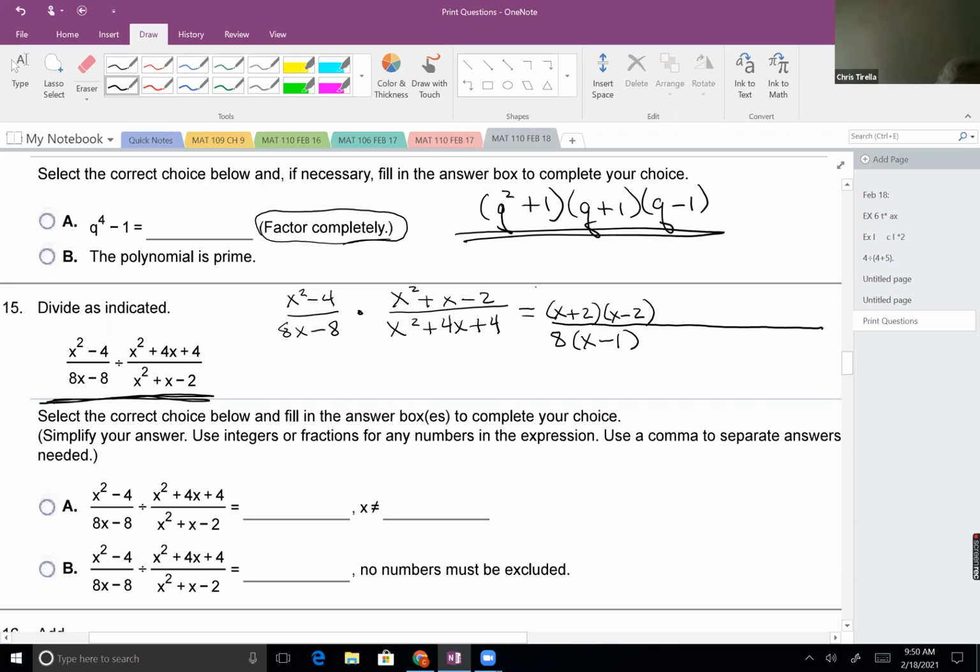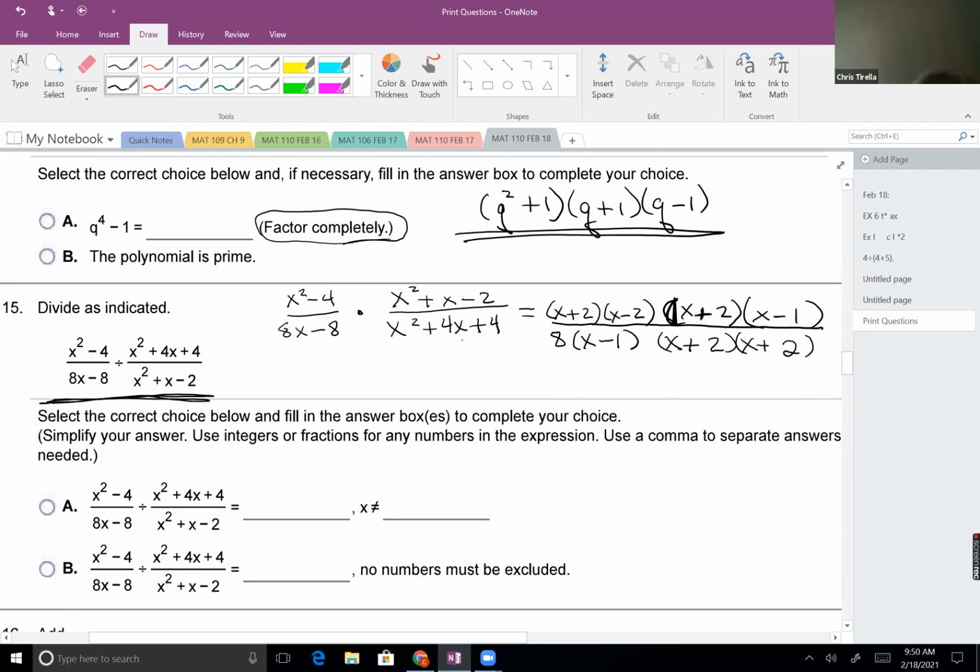X squared plus x minus 2, that gives me, let's see. 2 and 1. Signs are different. I think if this is a minus and this is a plus, that'll give you the positive in the middle. And then the last one, x squared plus 4x plus 4. For x squared, if I use x and x. For the 4, if I use 2 and 2. Signs are the same, both pluses. That'll give me the positive 4 in the middle.